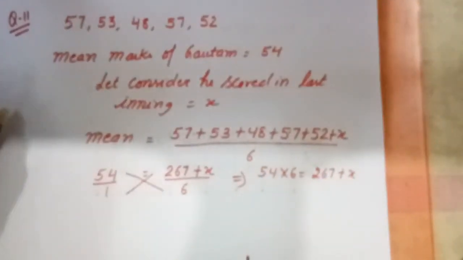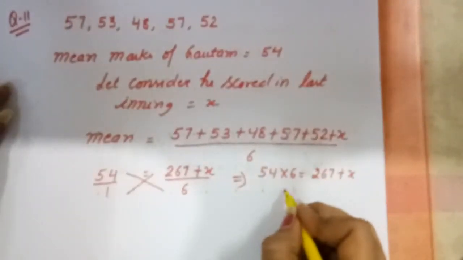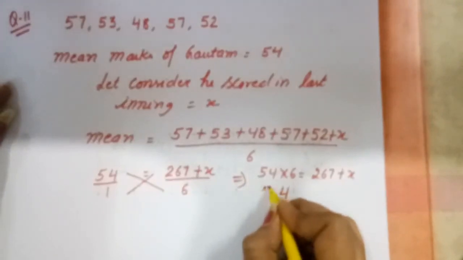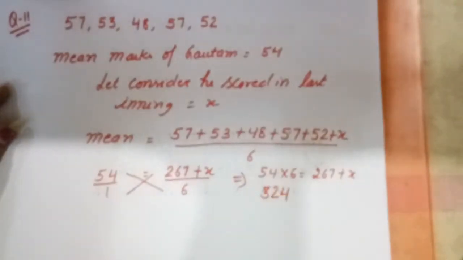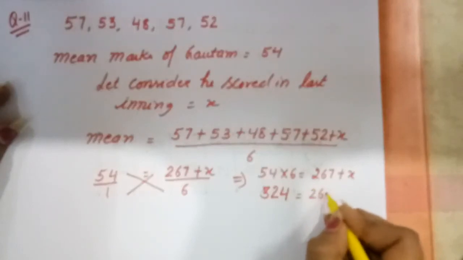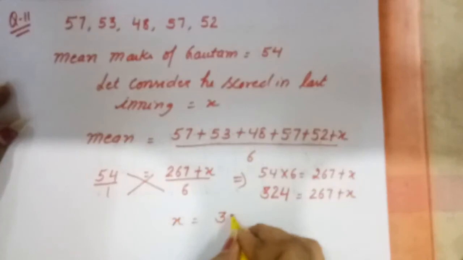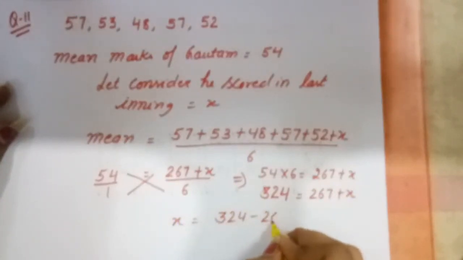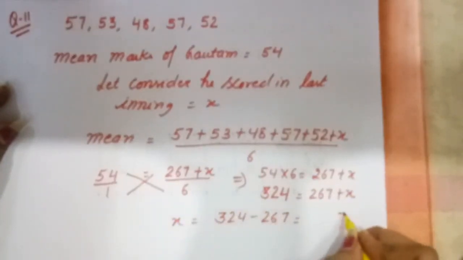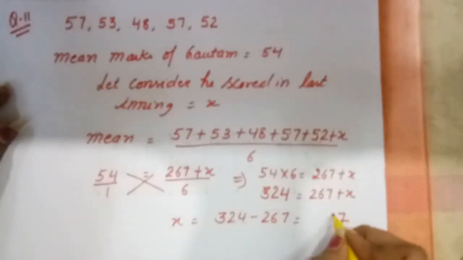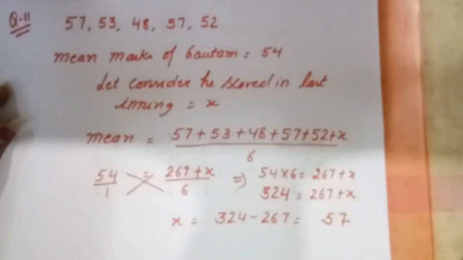Now this is just like a linear equation. 54 times 6 is 324, which is equal to 267 plus x. Now we have to find the value of x. x is equal to 324 minus 267. So he scored 57 in the last inning. So these are all the questions of the assignment. So try these questions now.